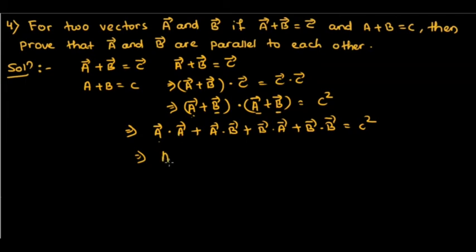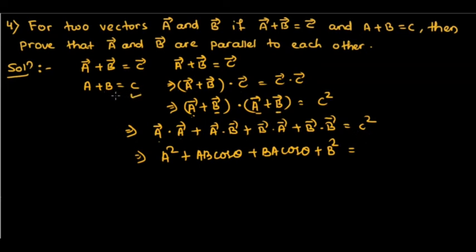a dot a is a square, plus a dot b, sorry, I have done a silly mistake here. Okay, a dot b will be what? a dot b will be ab cos theta, plus b dot a will be again the same, ba cos theta, plus b dot b will be b square, and on the right side we have c square.